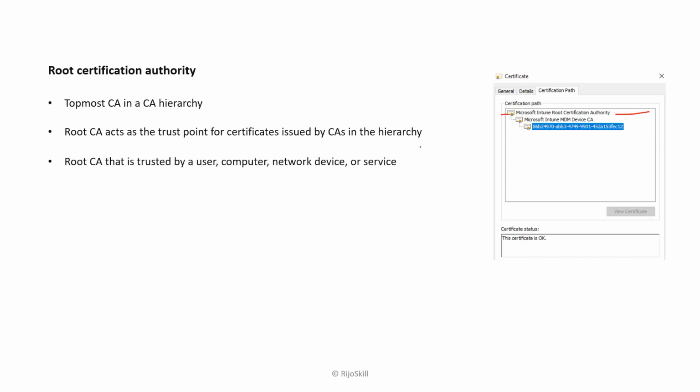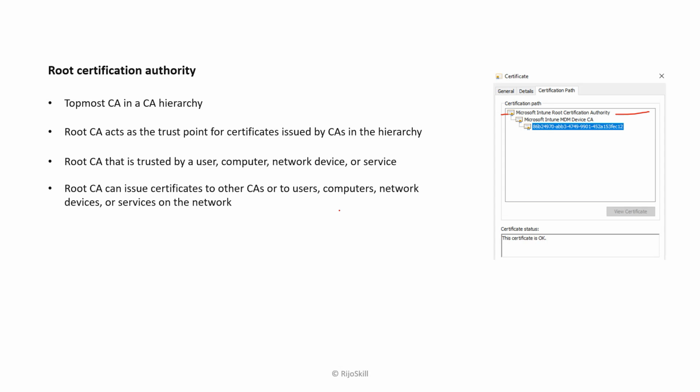Next we will discuss the two certificates in cloud PKI: the root certificate and the issuing certificate. The root certificate authority is the topmost CA in the CA hierarchy. You can see here, this is the root certificate. The root CA acts as the trust point for the certificates issued by the CAs in the hierarchy. It is trusted by users, computers, network devices and services, and it can issue certificates to other CAs or to users, computers, network devices and services on the network.